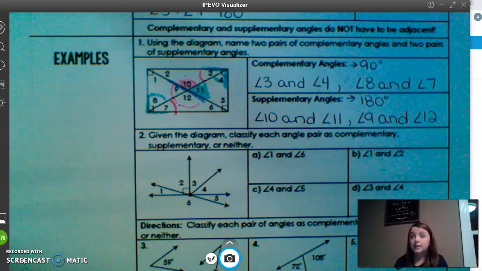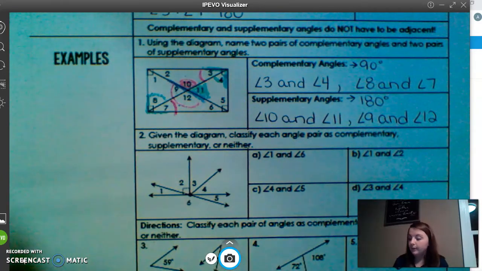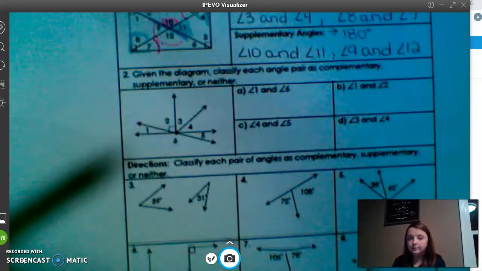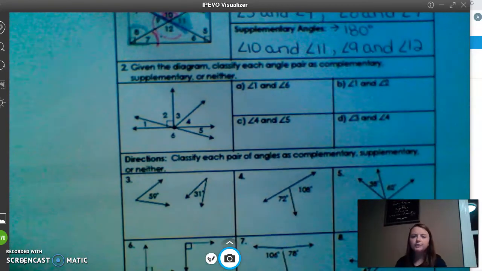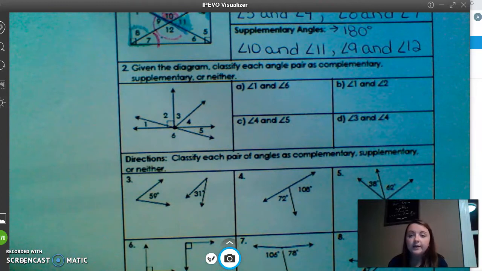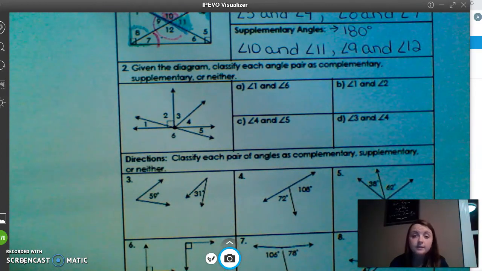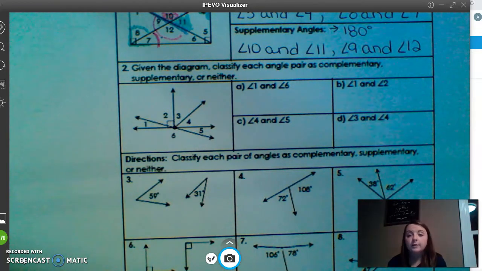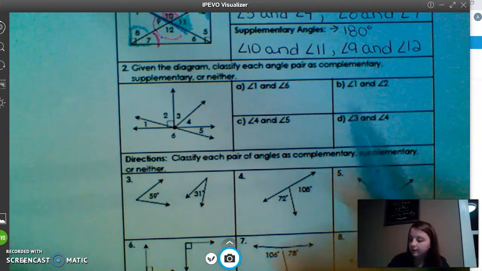Again, if you have questions, email me. So, going on to the next section. Number 2, given the diagram, classify each angle pair as complementary, supplementary, or neither. So you had questions like this last week on assessments with adjacent and vertical angles, but now we're doing complementary, supplementary, or neither. So A says angle 1 and angle 6.